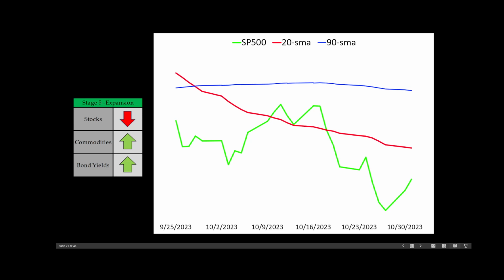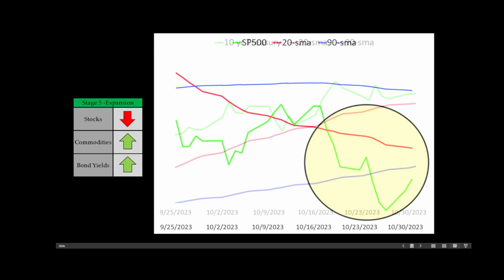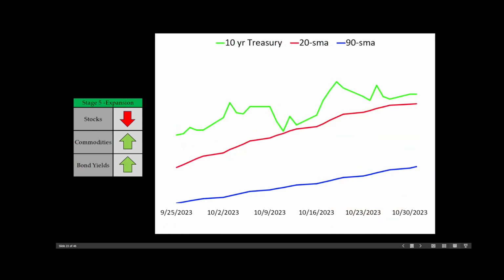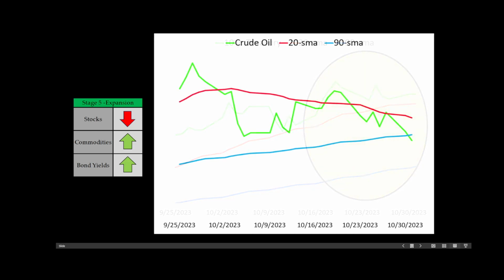The green line in this case is the S&P 500, which we see cross back below the 20 simple moving average. The red line, which was in turn below its own respective 90. During the same period of time, though, the bond yields, the 10-year U.S. Treasury, remained above the 20 simple moving average, which was again above the 90 at that point. And during the same period of time as well, the crude oil market was still technically above the 20 simple moving average and the 90 simple moving average.